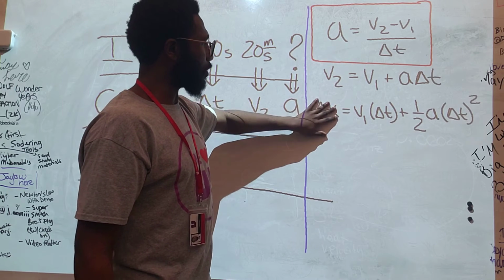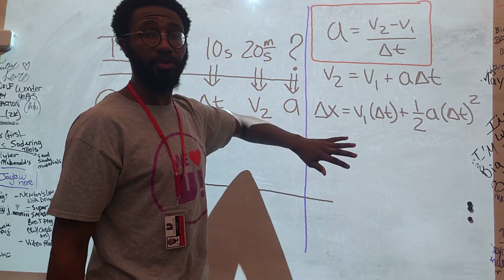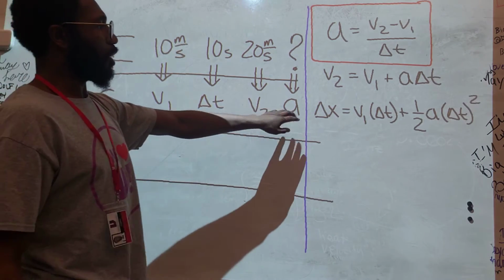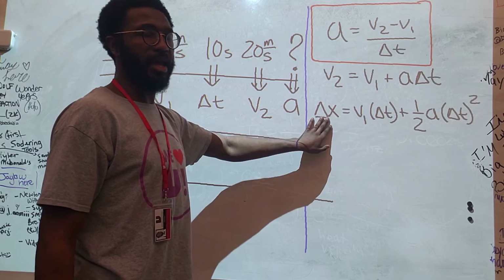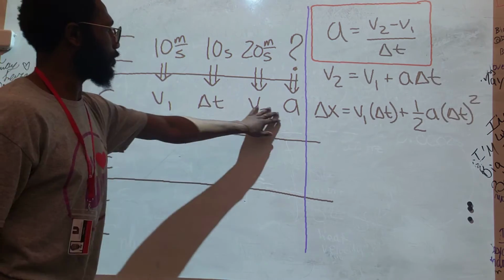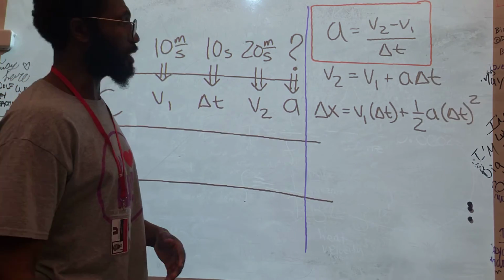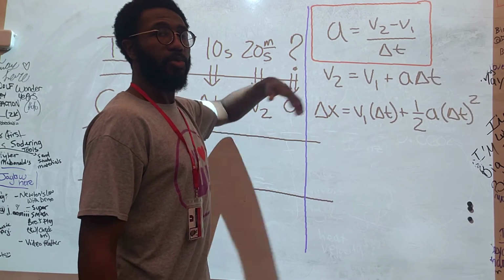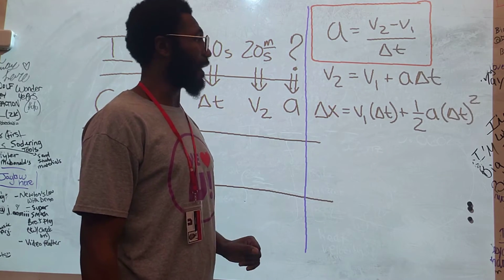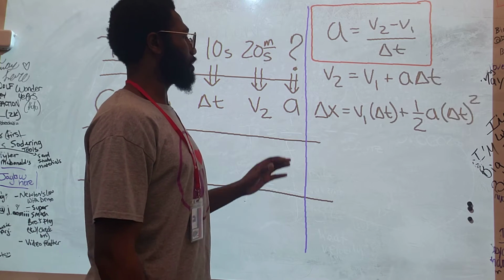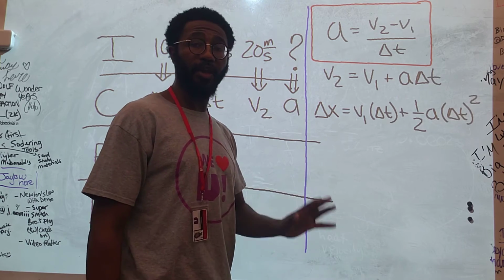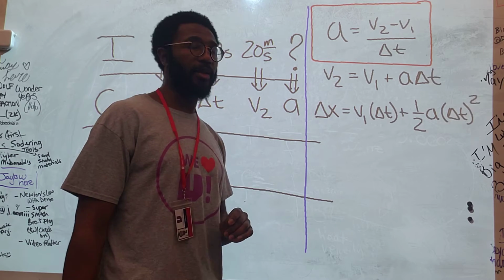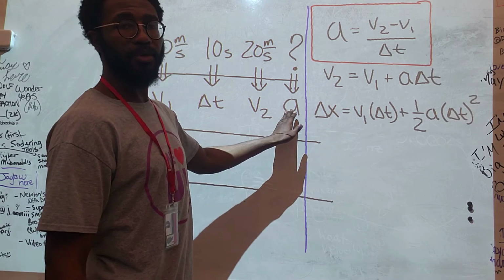This third equation here does not have V2, so we can't use it, right? Because we're looking for V2. Also, this third equation has delta X. We don't have delta X over here, so we can't use that equation anyway. Now, between these first two equations, which one are we going to use? In order to figure that out, since they both have all the same symbols, we just choose the equation that's solving for what we're looking for.